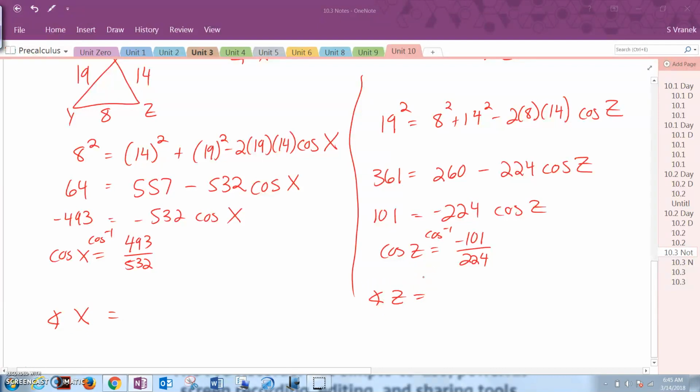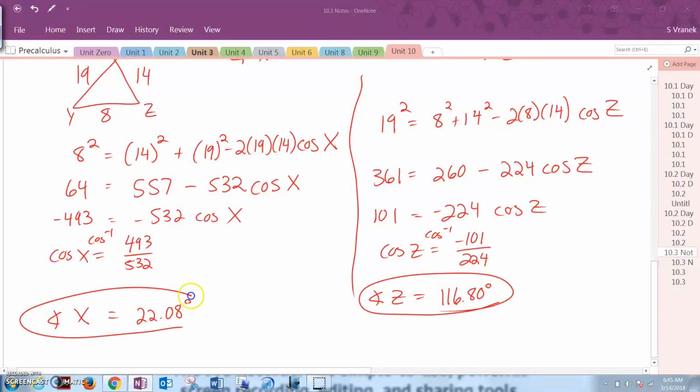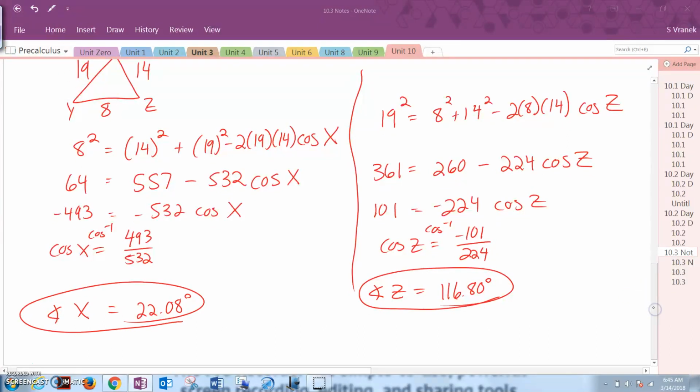Okay, so the first one, angle x is 22.08 degrees. And then when you do z, you get 116.80 degrees. And that makes sense because z is across from the 19, so it should be the biggest angle. X is across from the 8, should be the smallest.